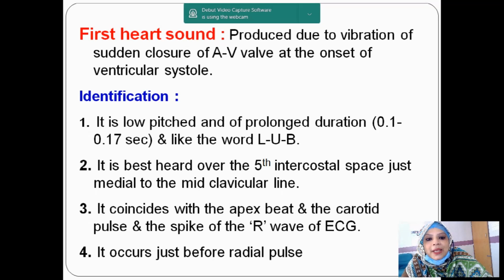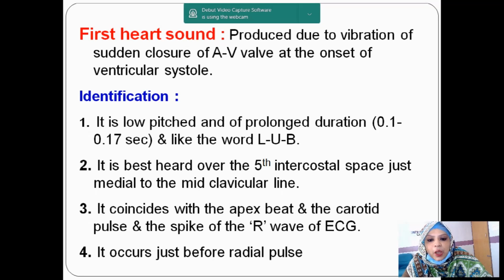See here, first heart sound is produced due to vibration of sudden closure of the AV valve at the onset of ventricular systole. How will you identify? These are the identification points. First one, it is low pitched and of prolonged duration, that is 0.1 to 0.17 second, and like the word lub. So the first point is it is low pitched and prolonged duration. This is a very important thing. Always remember this. First heart sound is low pitched and the duration is prolonged, that is 0.1 to 0.17 second.